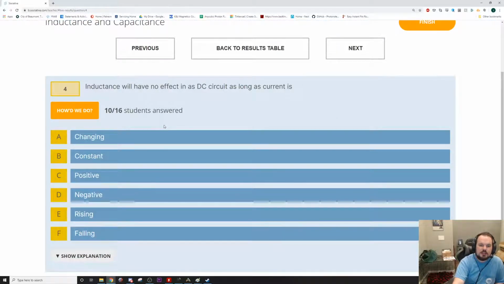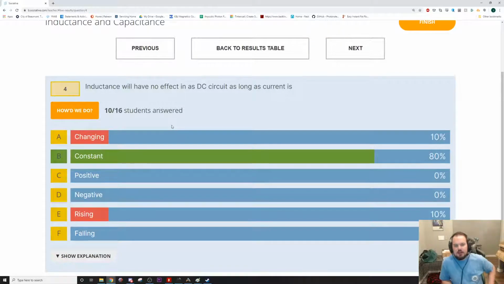Inductance will have no effect in a DC circuit as long as current is constant. Inductors, which are like transformers or electromagnets, don't do anything as long as current is constant. Oh, I'm so sorry for that sound, if that came through. They oppose a change in current. So they will be active if current is changing, but if the current stays the same, they don't do anything.